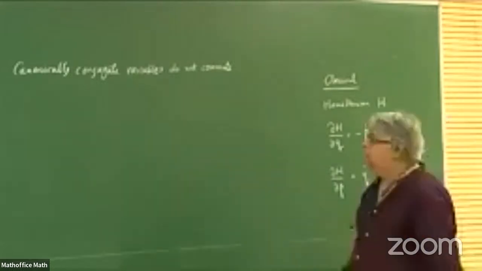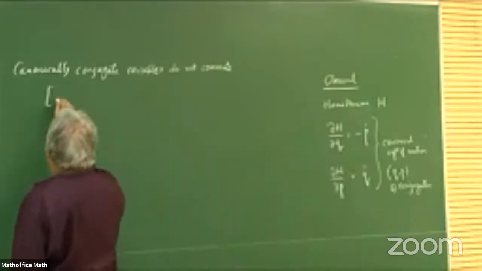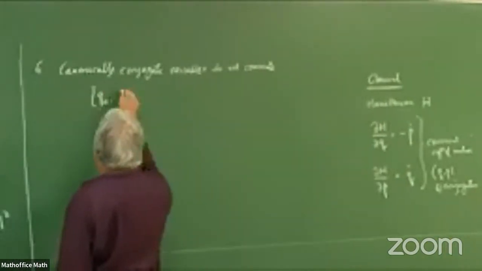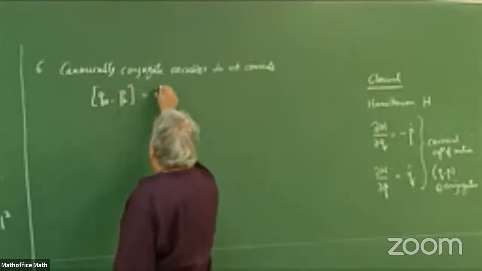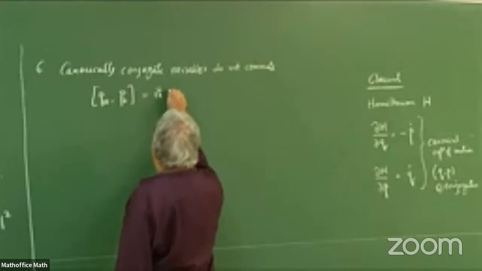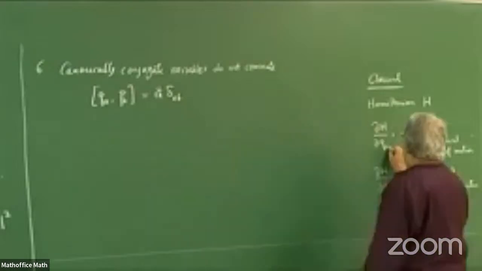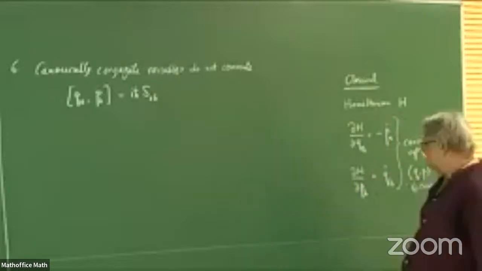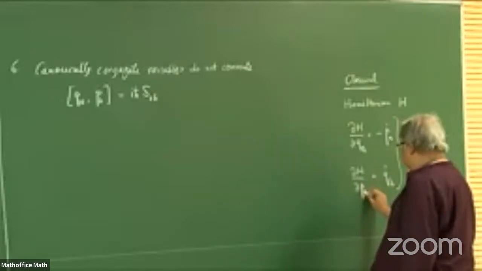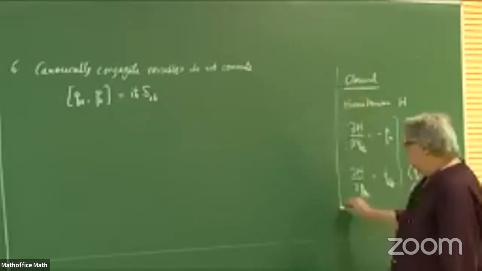Canonical conjugates of each other. So what is that condition? If I have, let us say, Q_A and P_B, then the commutator is i h bar delta_AB. So let us say Q_A, P_A, P_B, Q_B. Or we can just say P_A. Both have to be satisfied. So this is the meaning of canonically conjugate.